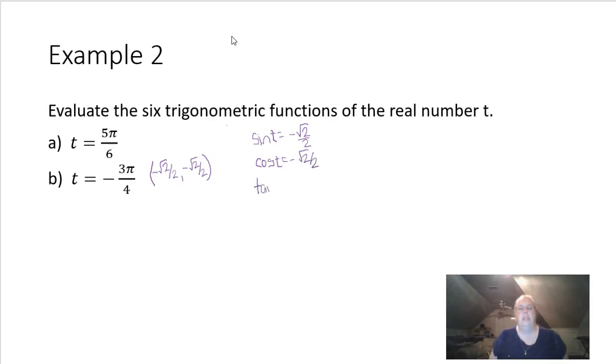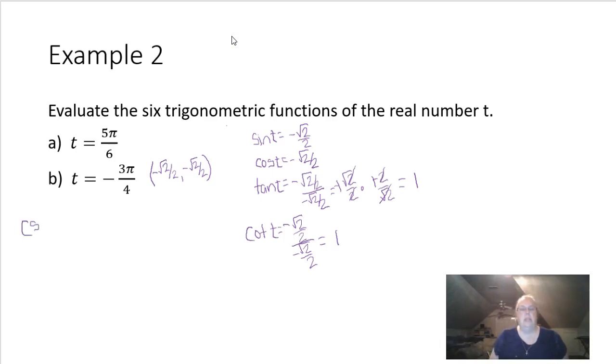The tangent for t is going to be negative square root of 2 over 2 over negative square root of 2 over 2. This is going to turn into negative square root of 2 over 2 times negative 2 over the square root of 2. The square root of 2's are going to cancel, the 2's are going to cancel, the negatives are going to cancel, and so all that's going to be left is 1. The cotangent is going to be the flip of that, negative square root of 2 over 2 over negative square root of 2 over 2. And once again, we're going to simplify it, and we're going to find out this is equal to 1.